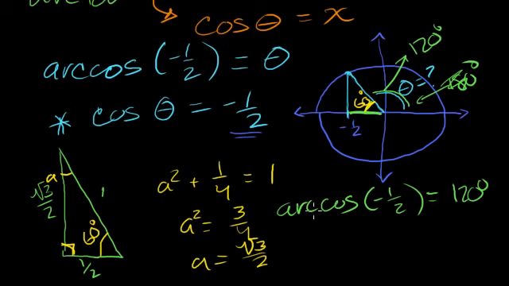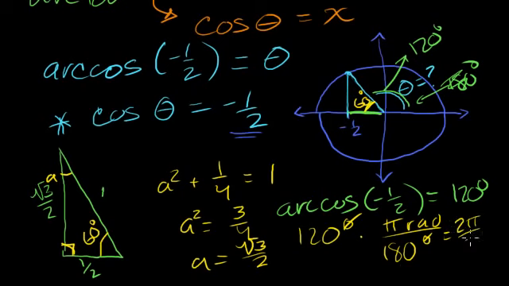Or if we wanted to write that in radians, you just write 120 degrees times pi radians per 180 degrees. Degrees cancel out. 12 over 18 is 2/3, so it equals 2 pi over 3 radians. So this right here is equal to 2 pi over 3 radians.